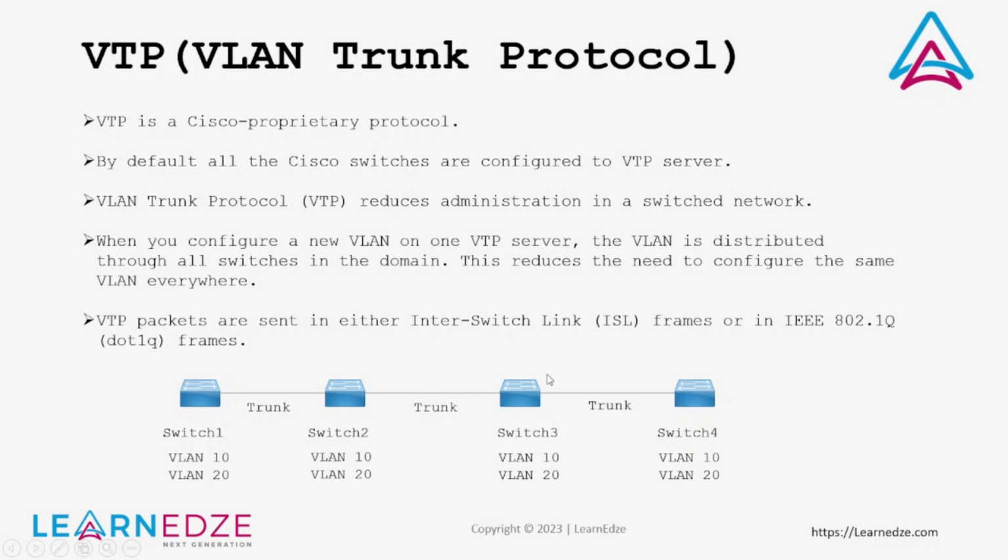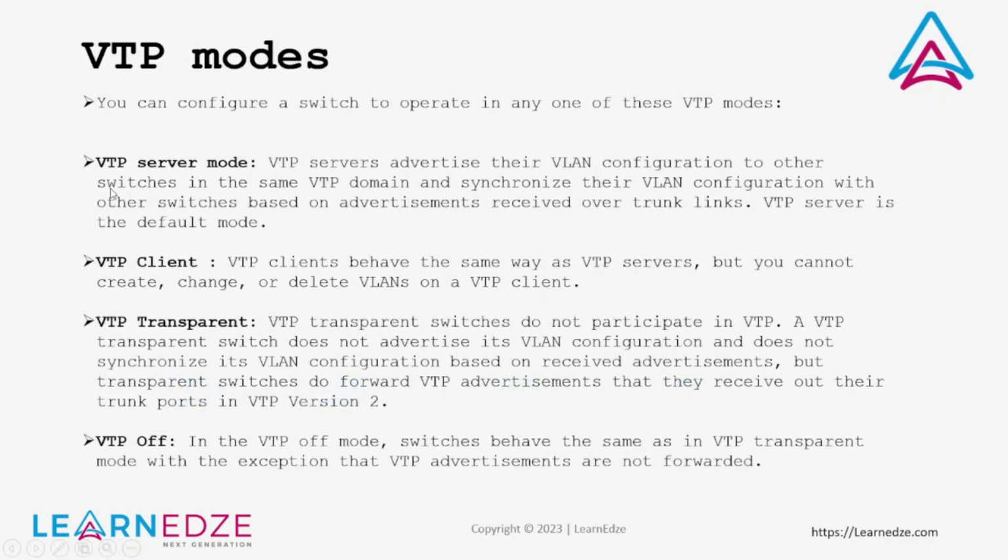In that case, what we can do is configure a switch in server mode, so that only the server switch sends the VLAN database or all the VLAN information. Suppose we connect a new switch where new VLAN databases are there, then this VLAN information will come to the switch which is configured in VTP server mode.